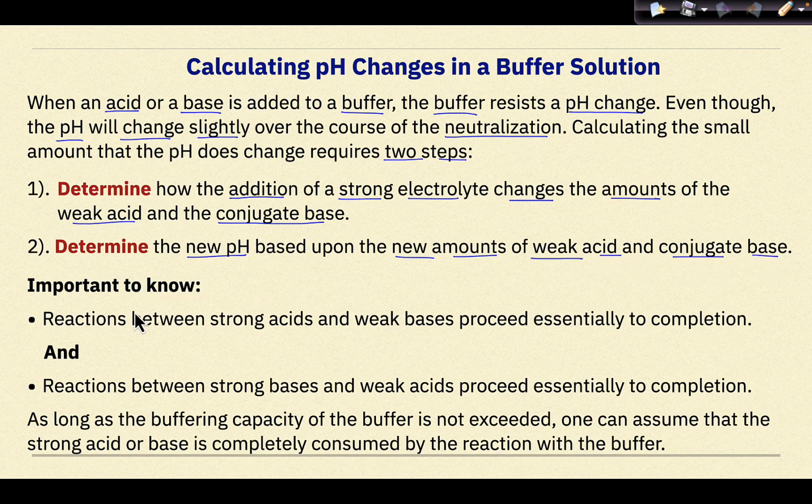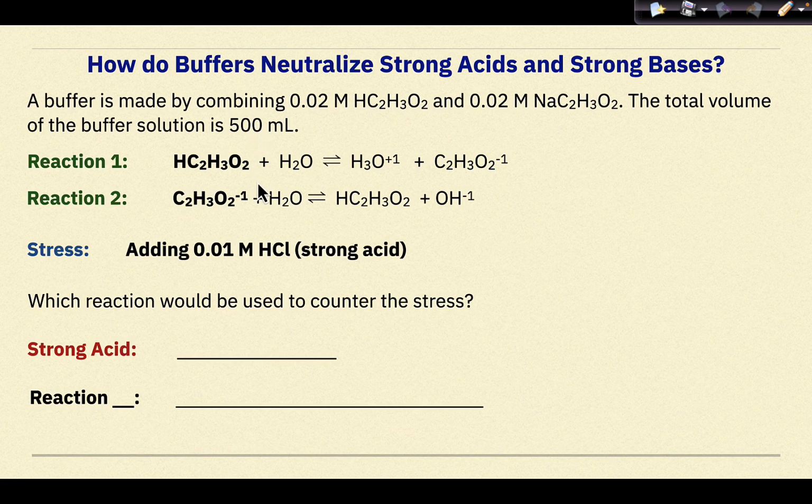Important to know, reactions between strong acids and weak bases proceed essentially to completion, and reactions between strong bases and weak acids also proceed essentially to completion. As long as the buffering capacity of the buffer is not exceeded, one can assume that the strong acid or base is completely consumed by the reaction with the buffer. Let's look at an example.